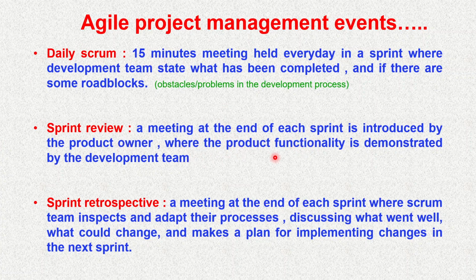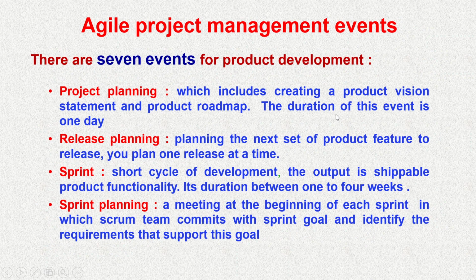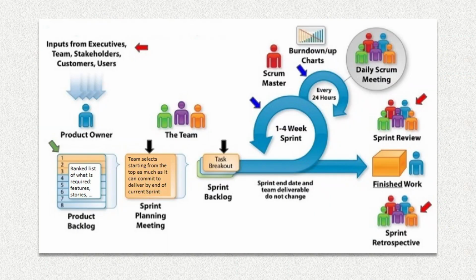So these are the three things: daily scrum, the everyday meeting; sprint review, to show the customer how the project is working; and sprint retrospective, the project team discussing what has happened in the sprint. Okay, so that is the process we have seen here.